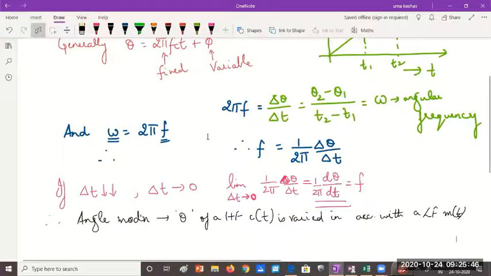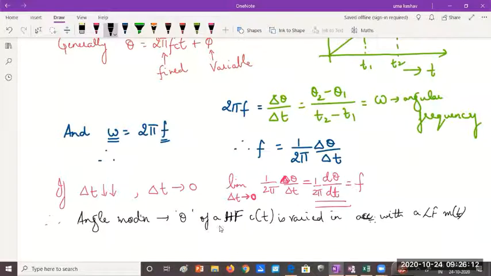So this is a very simple definition for angle modulation. And we are going to study this angle modulation as one whole module. We'll be studying the two different types of modulation which are going to be included under angle modulation. One is frequency modulation, the second one is phase modulation.